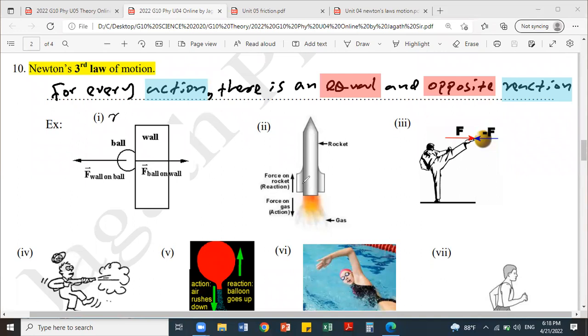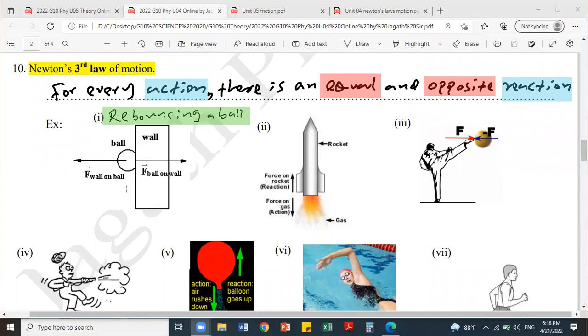The ball rebounds. That is due to the reaction, according to Newton's third law. And the other one is sending a rocket.